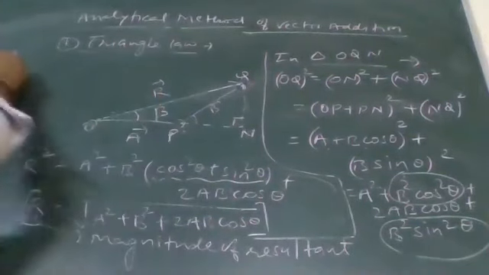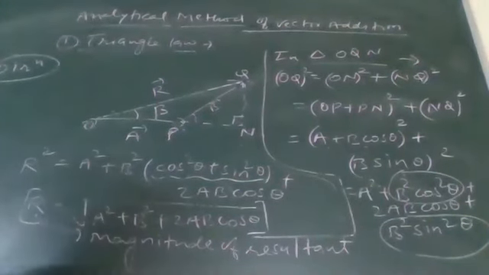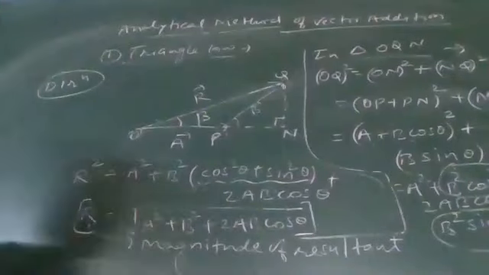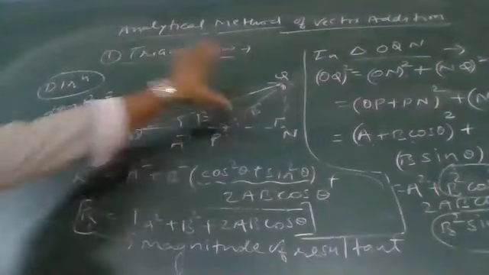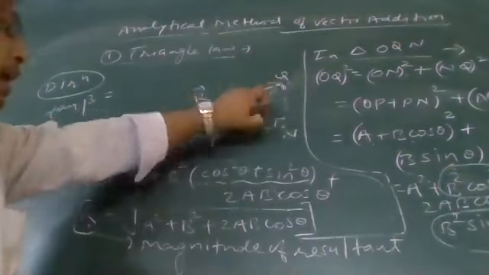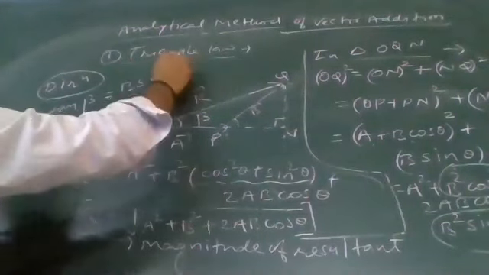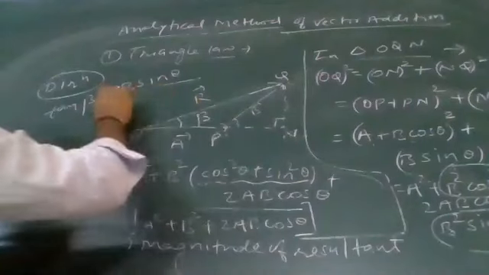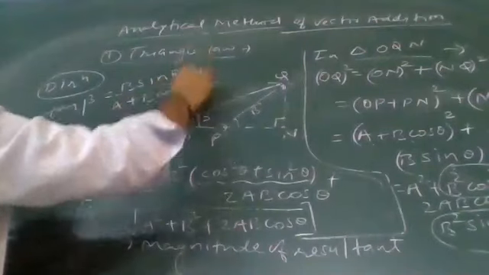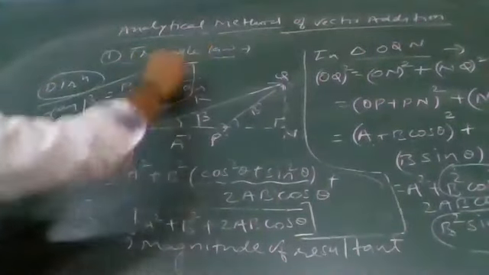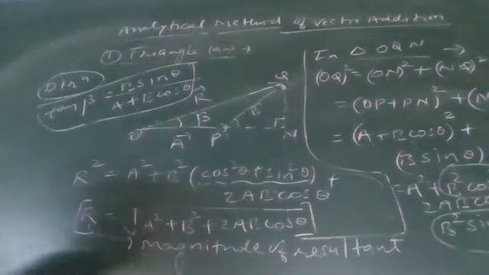So this is my angle. Direction, if I want to calculate, what is the direction? Direction is tan beta. Tan is what? Perpendicular by base. Perpendicular is QN, and QN we calculated, that is B sin theta, divided by A plus PN. PN we have calculated, it is B cos theta. So tan beta is equal to B sin theta divided by A plus B cos theta. This is the direction of this resultant.